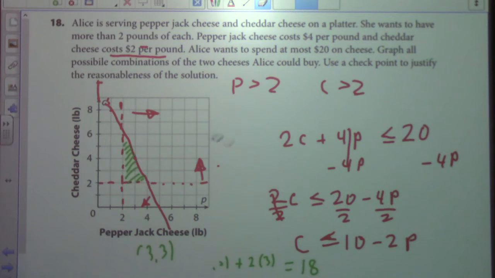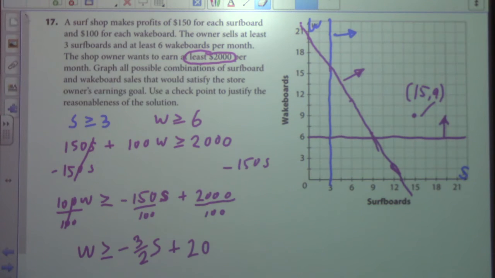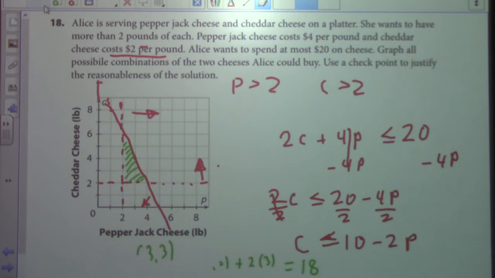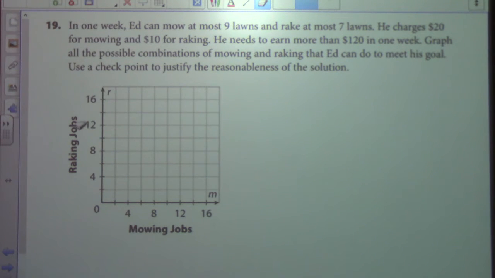Okay, same type of situation as number 18. You're going to have these two types of things. You're going to have this thing here that you graphed yesterday. Bryce did this one and worked out this one. So, similar sort of thing.